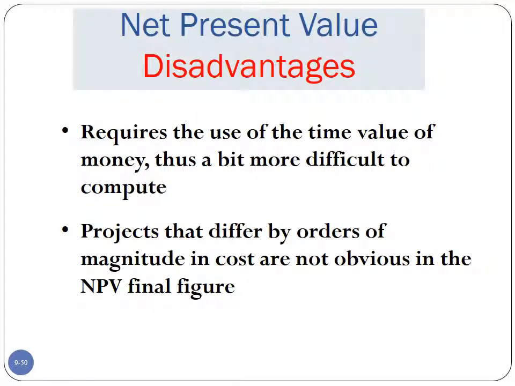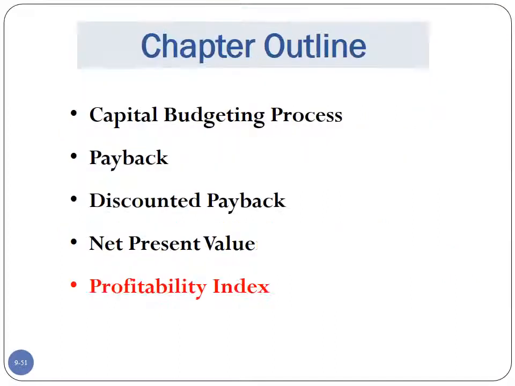The disadvantage of net present value is that it's a little bit more difficult to compute. It requires a certain set of calculations to be performed, and they're a little bit difficult. And the major disadvantage is that projects that differ by orders of magnitude in cost are not obvious in the net present value final figure. You could have a project that has $10 million a month in cash flows and a project that has $100 a month in cash flows. And the projects could both have the same net present value, but it really wouldn't tell you that much about the scope of what the effort is that's required for each project.